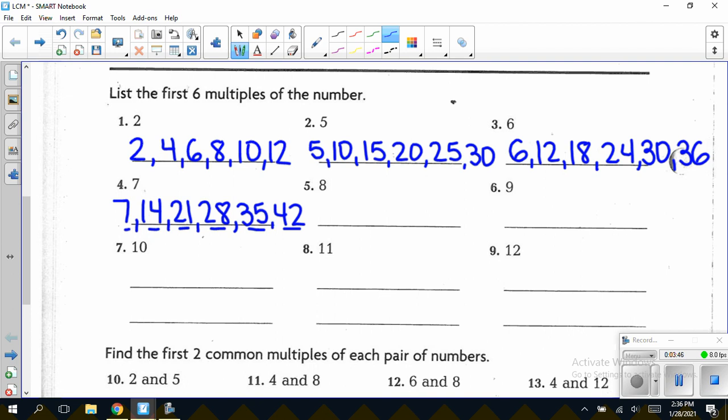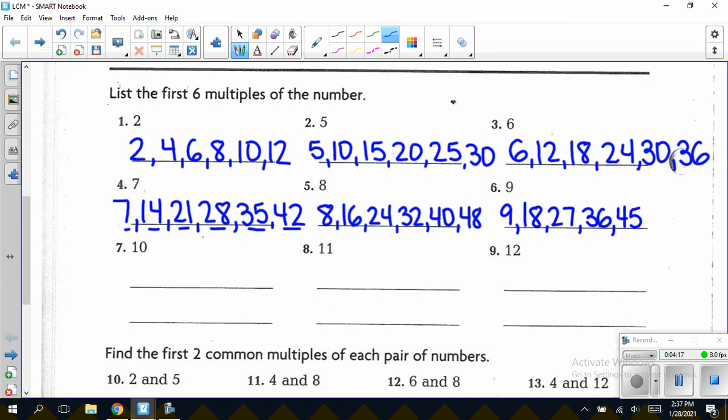Moving on to number 5, counting by 8s. I have 8, 16, 24, 32, 40, 48. Again, I just kept multiplying 8 by 1, 2, 3, 4, 5, and 6. Next, counting by 9s, I would start with 9, 18, 27, 36, 45, and then 54.